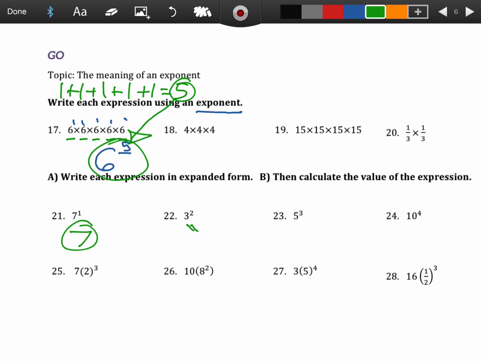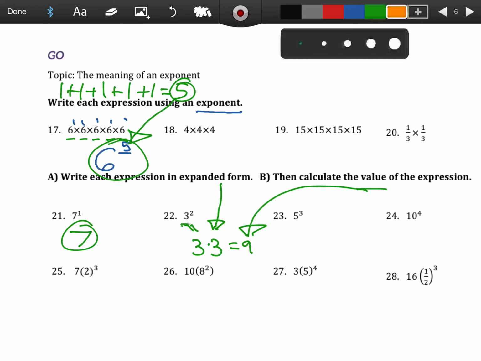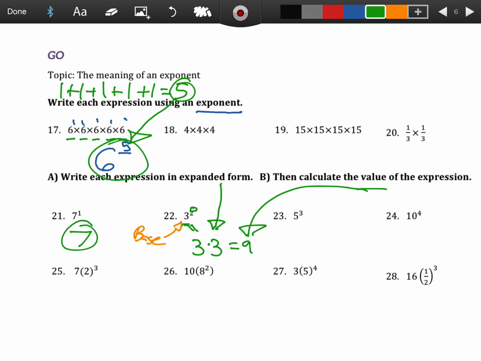How many versions of 3 do you think there are going to be? Hopefully you're saying just 2. And then what's 3 times 3? Hopefully you're saying 9, which would be the value of the expression. So notice, I'm looking at my base. Maybe this might be helpful here on the side. Here I'm saying 3 is my base. 2 is my exponent. And that's helpful. The meaning of the exponent allows us to rewrite these terms that just keep multiplying by itself over and over and over, and this saves us a lot of trouble.